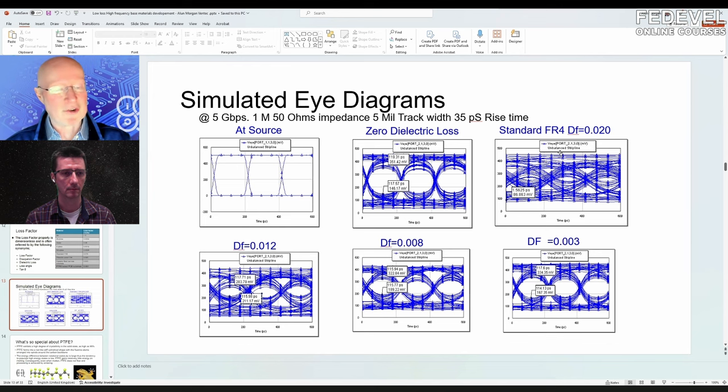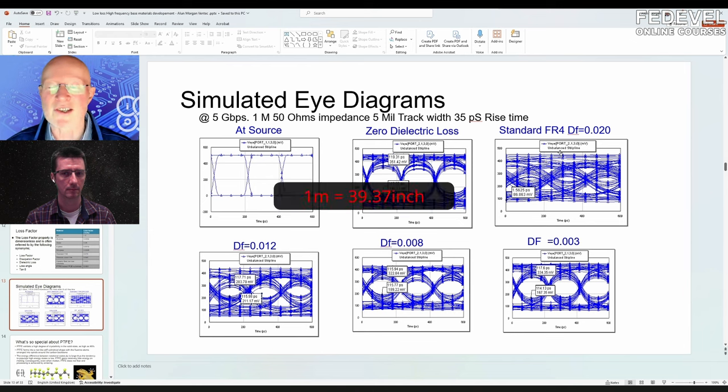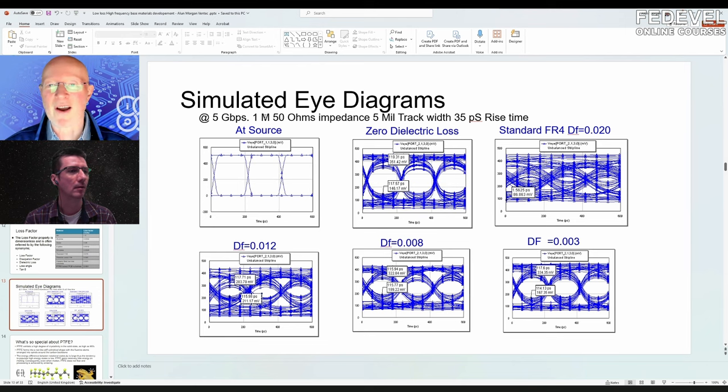And the problem that you see straight away is, if you would use a standard FR4 for this kind of application, five gigahertz, it's 1 meter, sorry. Yes, I see it's 1 meter. It's a bit longer than I thought. It's at the top here. I thought it was on the chart. My apologies for that. I thought it was a little bit less, but 1 meter, 50 ohms impedance.